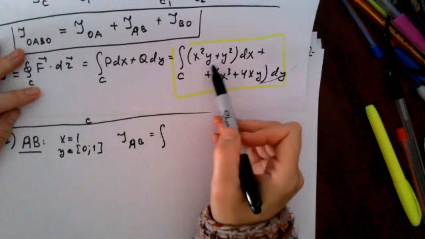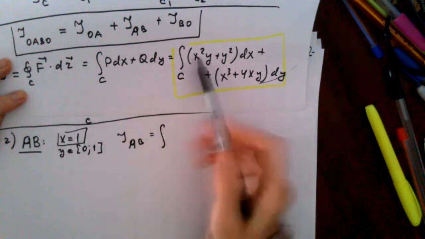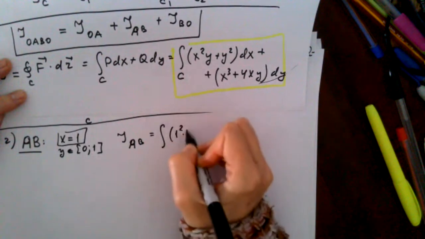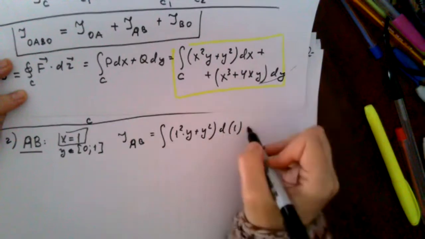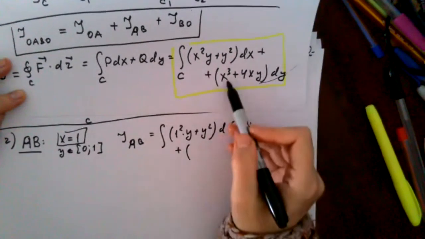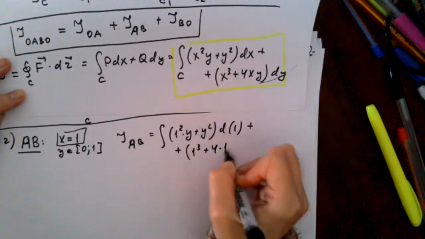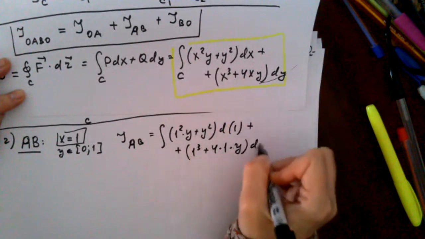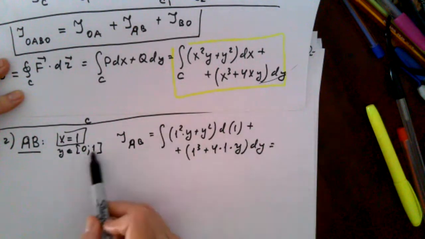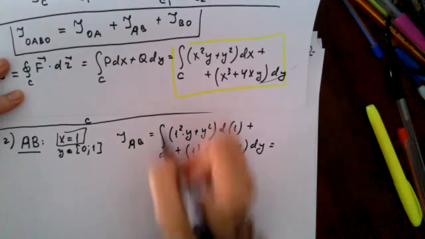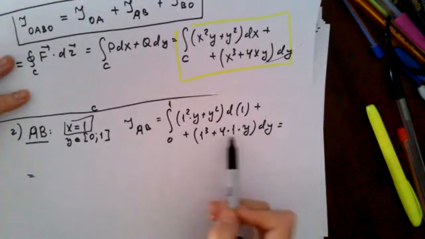So what do we have here? Wherever we see x, so the equation of our line is x equal to 1. So it will be 1 squared times y plus y squared, d of 1, by the way, here. Okay, let's move further on, we'll discuss it later. So x is equal to 1: 1 cubed plus 4 times 1 times y dy. And so we are left with the letter y only. That is why we need to recall that our y changes from 0 to 1. So we are almost ready. All we need to do now is simplify this expression.